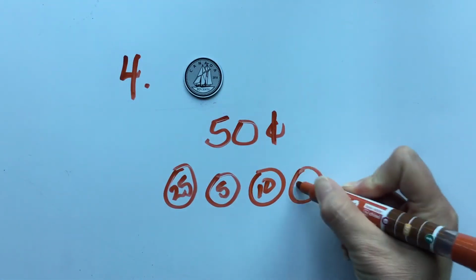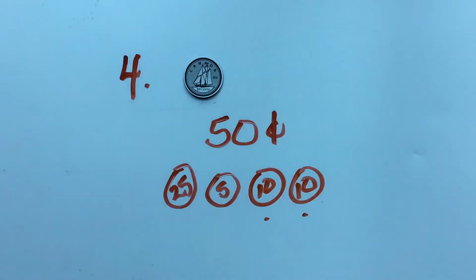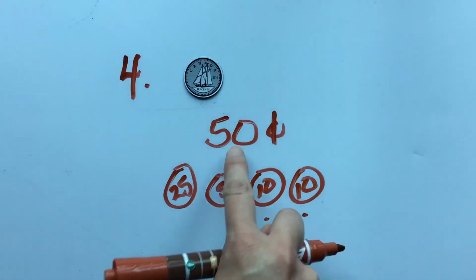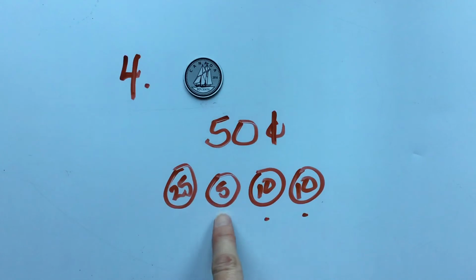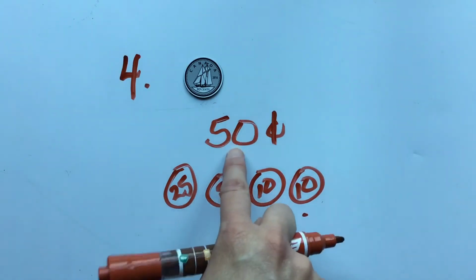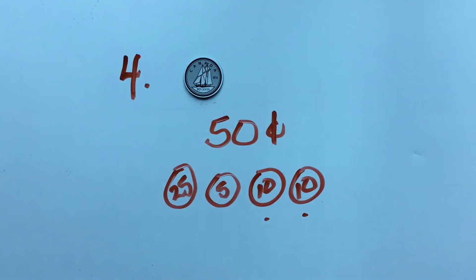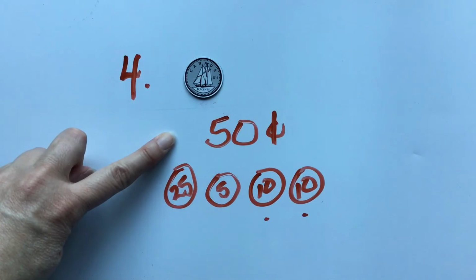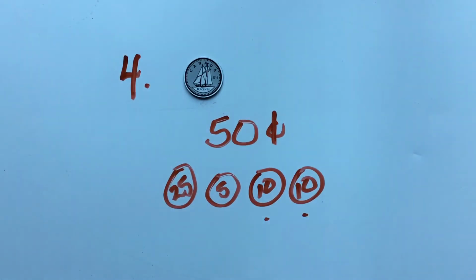40, 50. How many dimes did I draw to get to 50 cents? 25, 30, 40, 50. I drew 2 dimes to get to my total. So for question number 4, just like I did, you are going to be given an amount and you're going to skip count by tens to reach that amount.